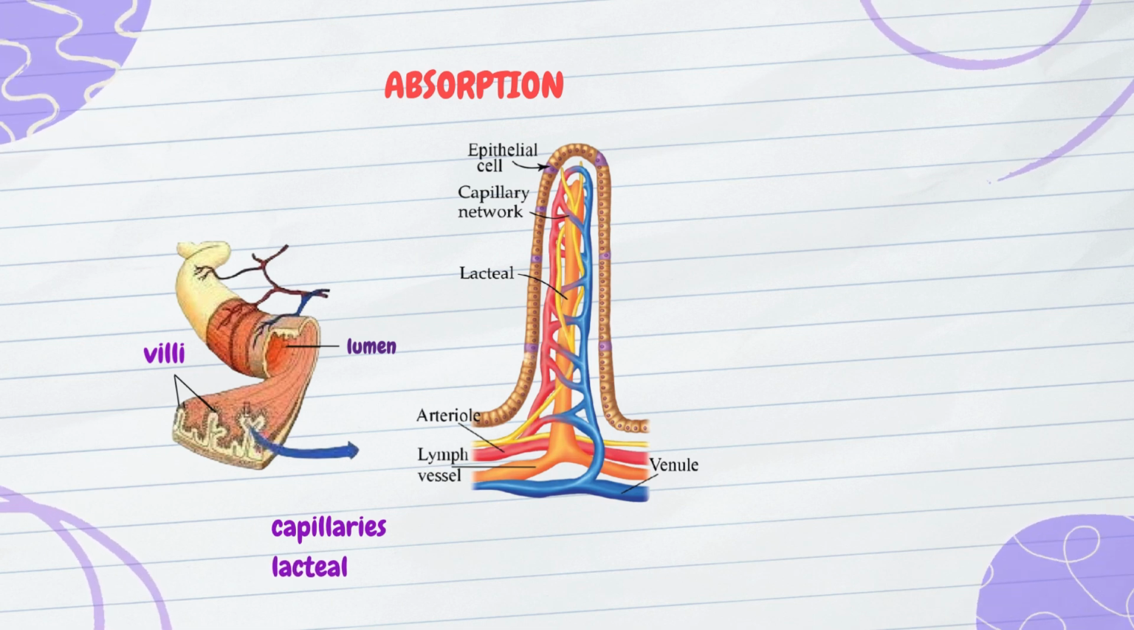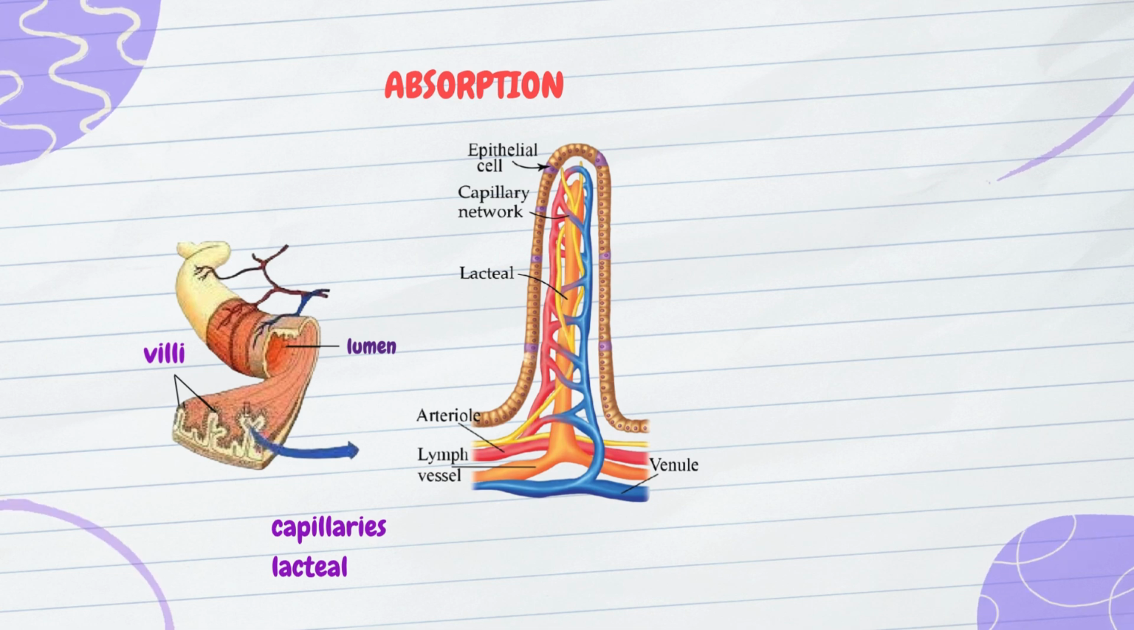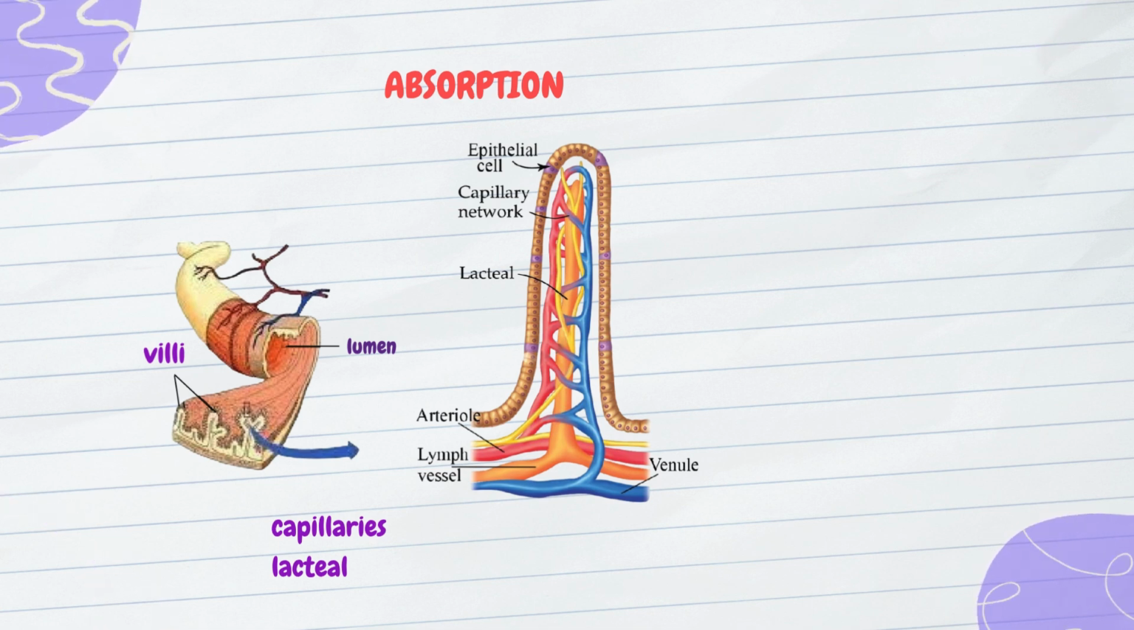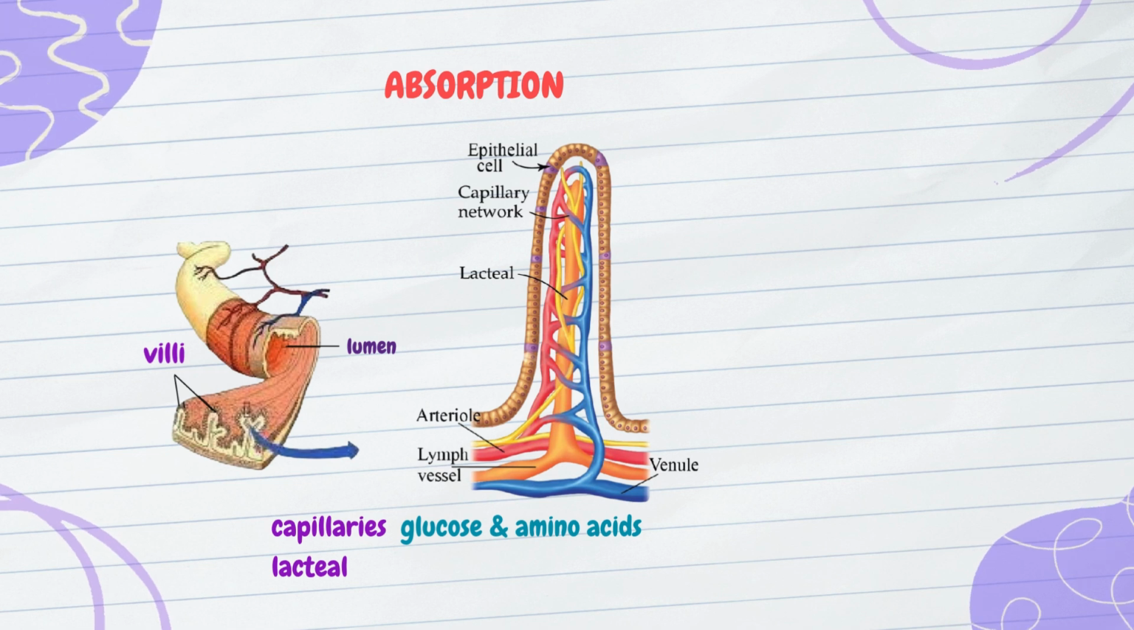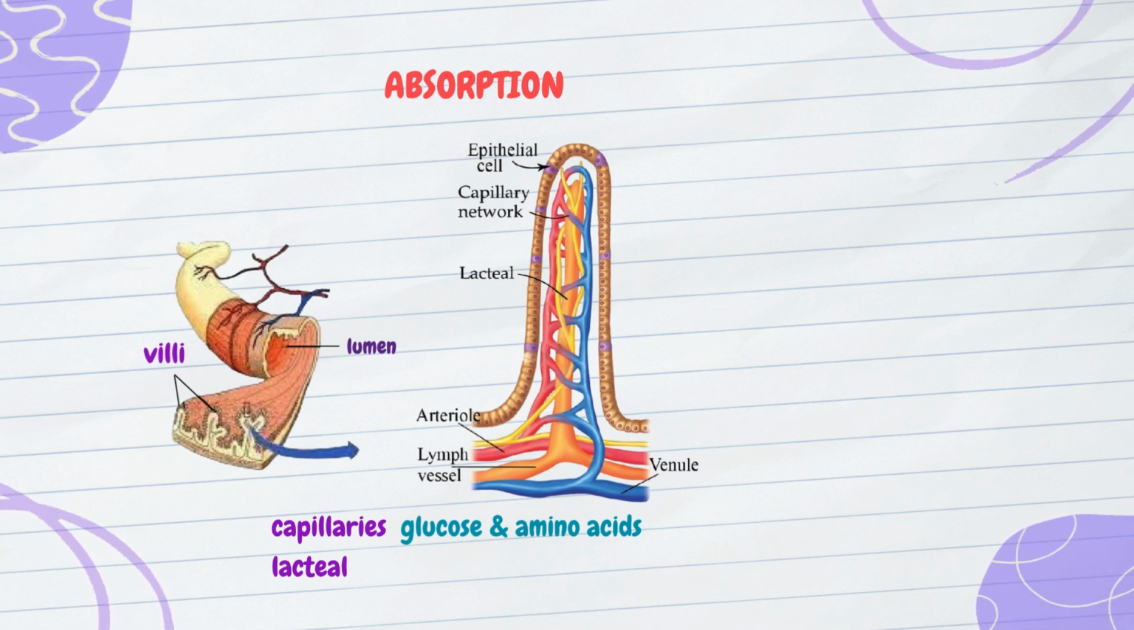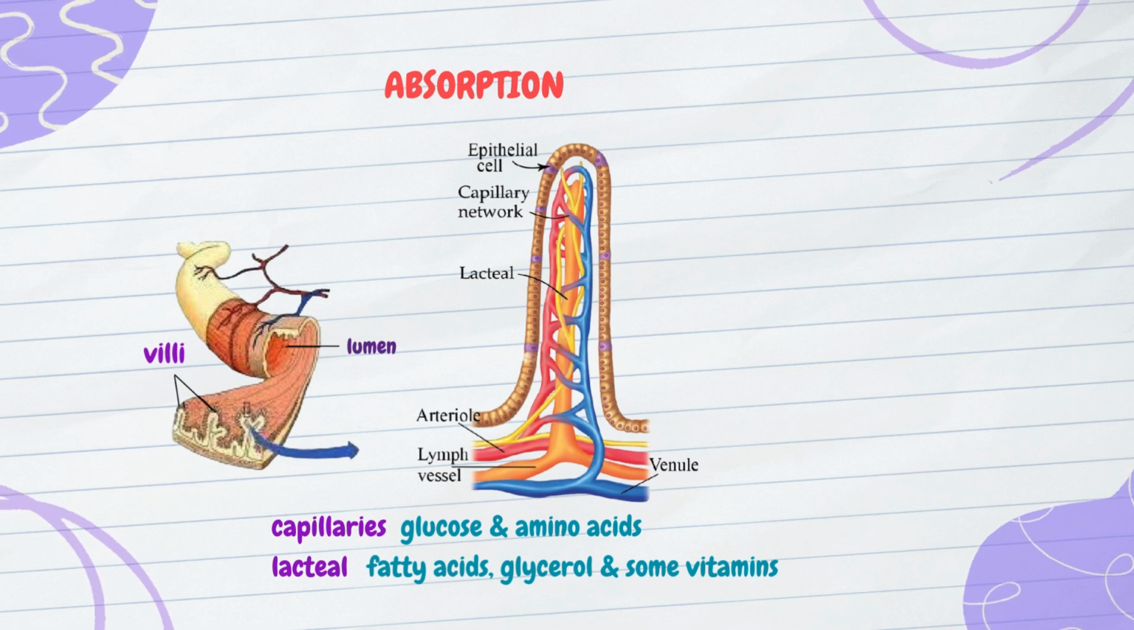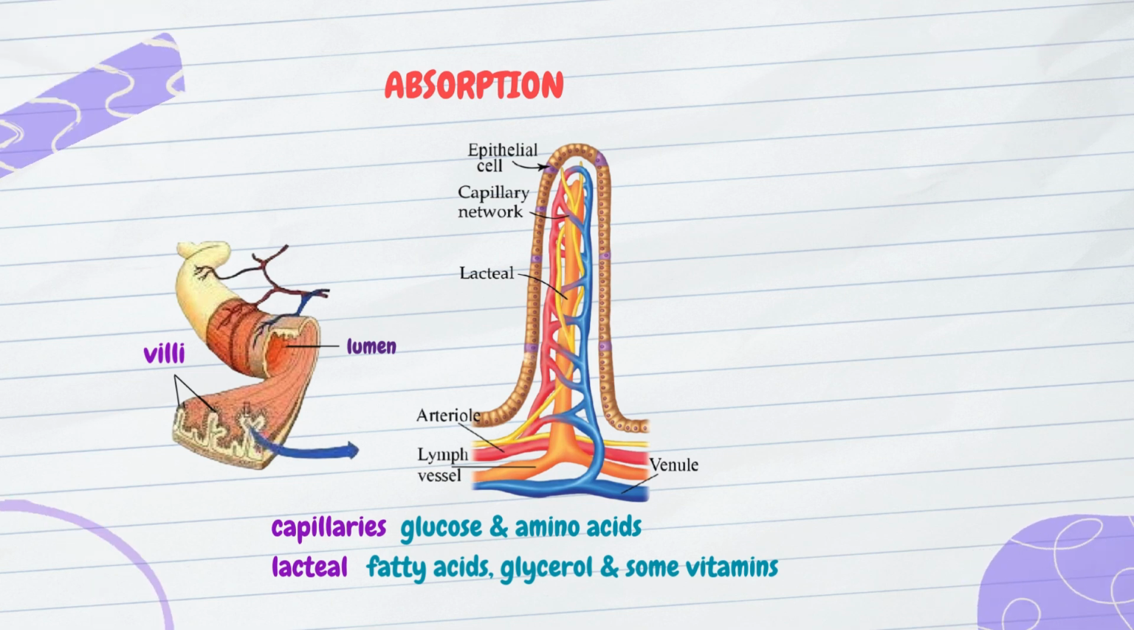Digested nutrients diffuse from the intestinal lumen into the capillary or the lacteal of the microvillus. Glucose and amino acids are absorbed into the capillary. Fatty acids, glycerol, and some vitamins are absorbed into the lacteal.